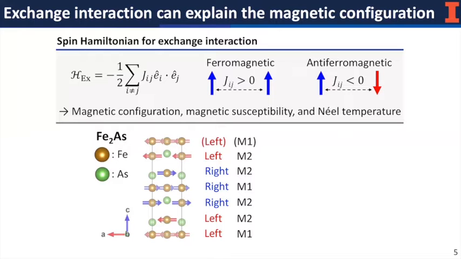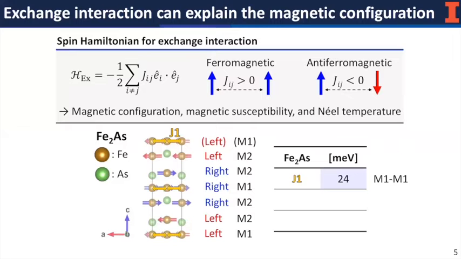From the spin-polarized relativistic Korringa-Kohn-Rostoker method, we can extract the exchange coefficients of antiferromagnetic iron tri-arsenide. J1 is the first neighboring exchange coefficient, showing the M1 interactions. Since this J1 is positive, it explains the in-plane ferromagnetically coupled M1 layer along the AB plane.